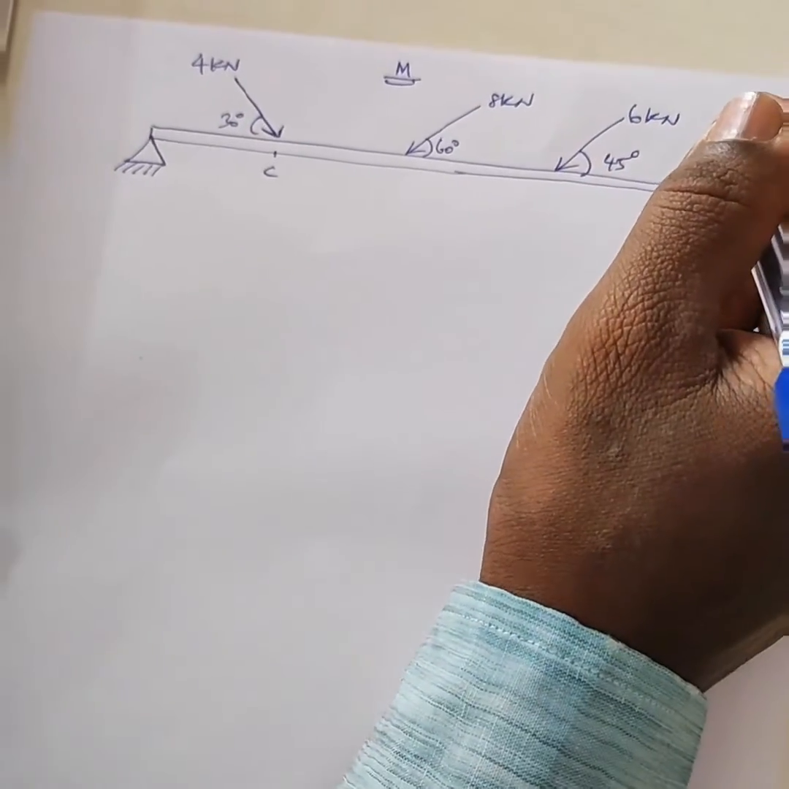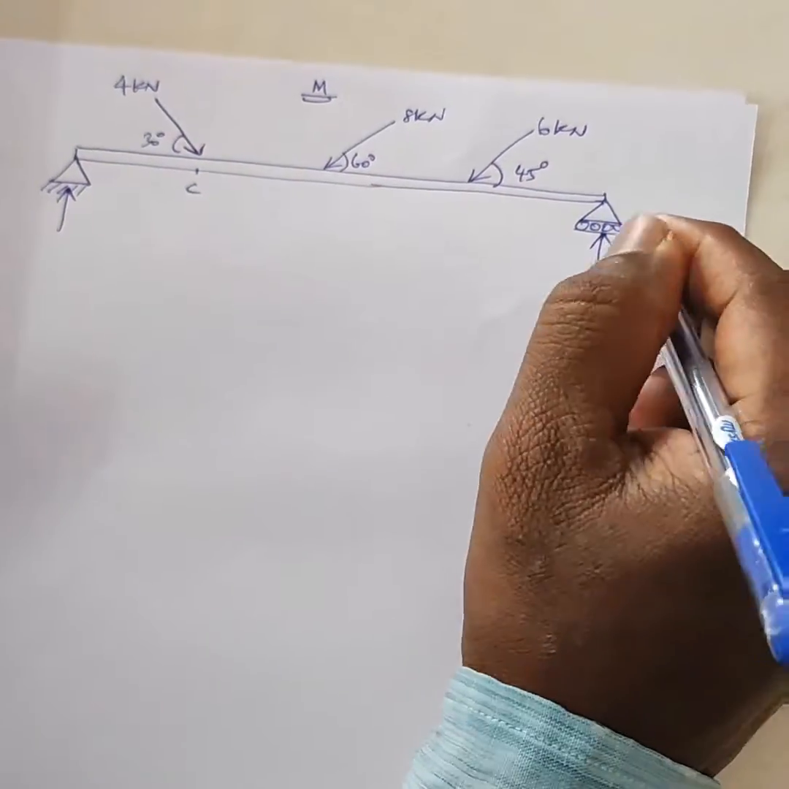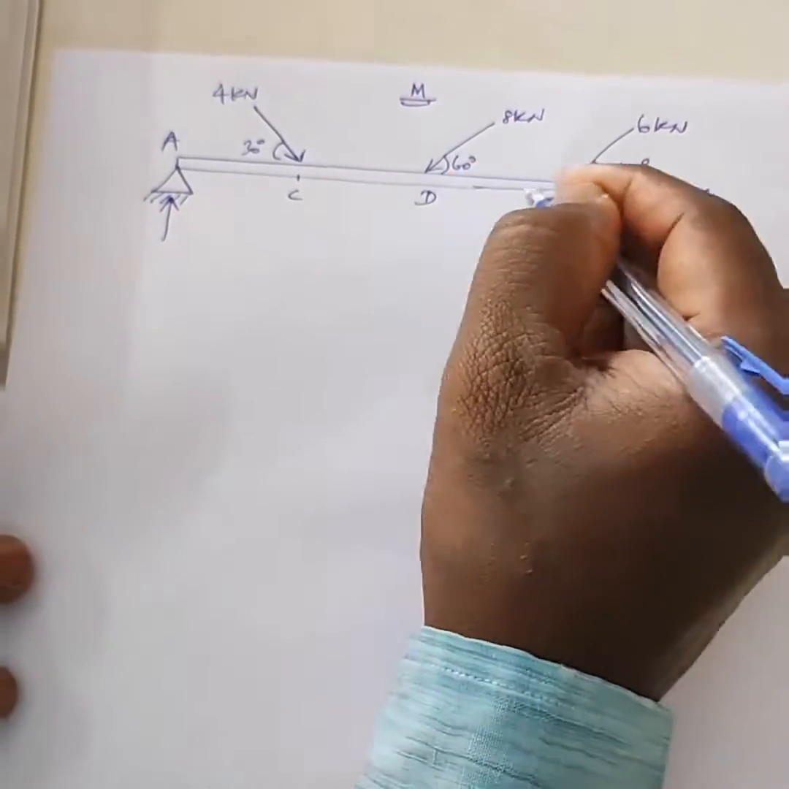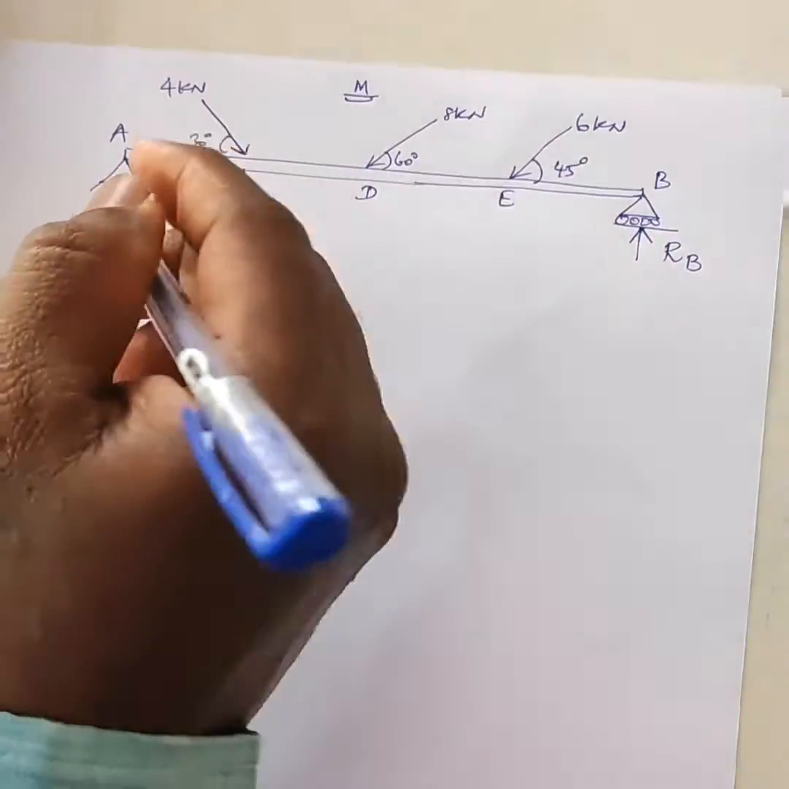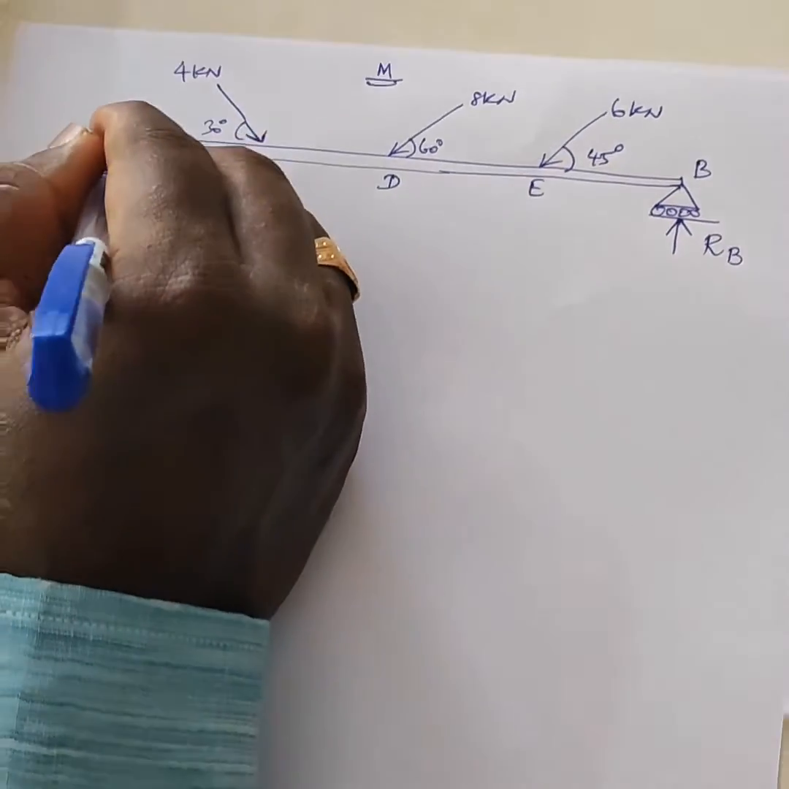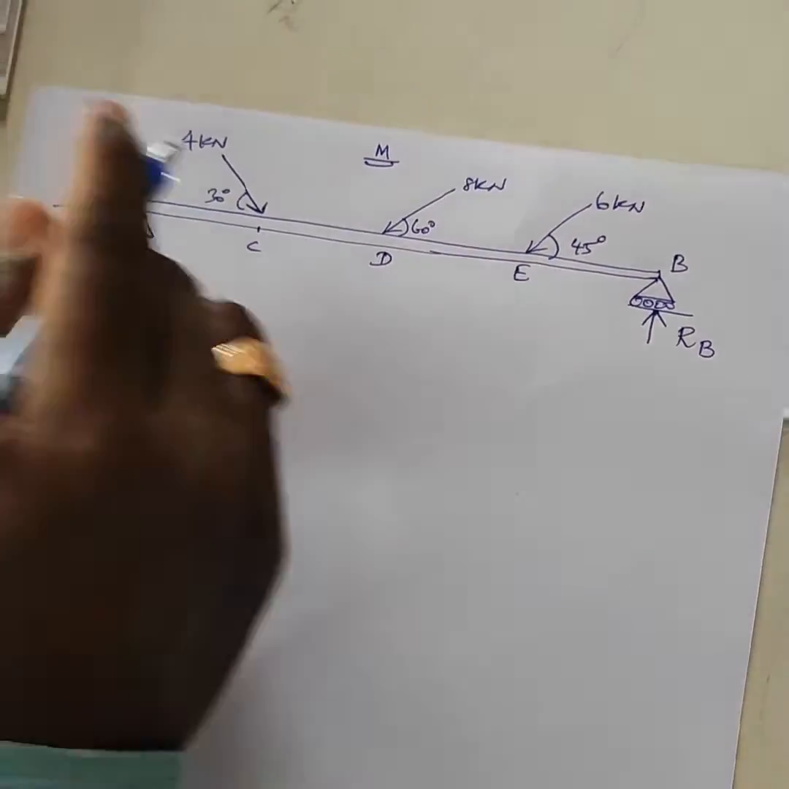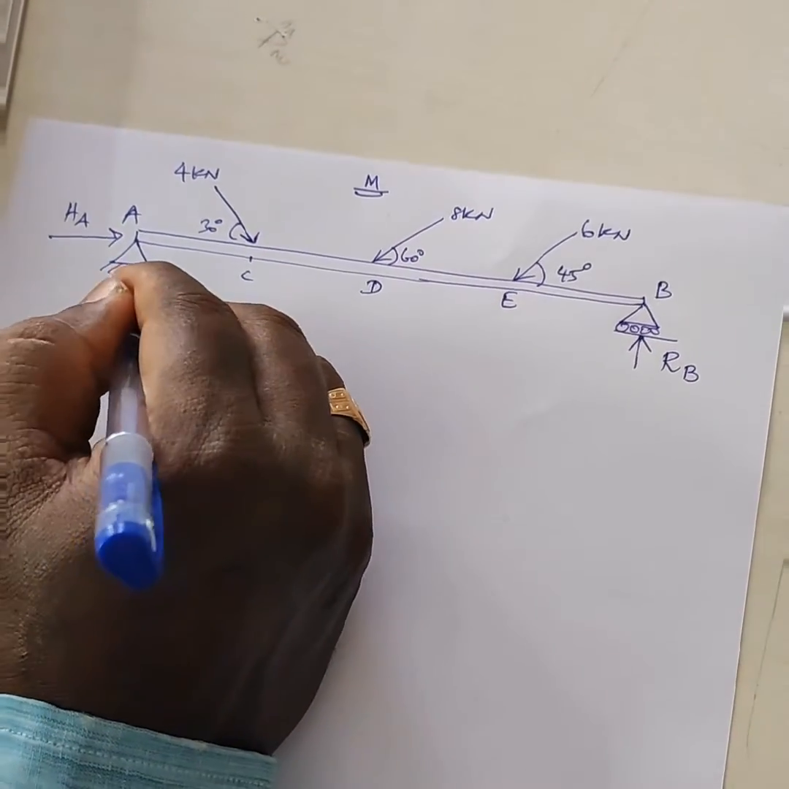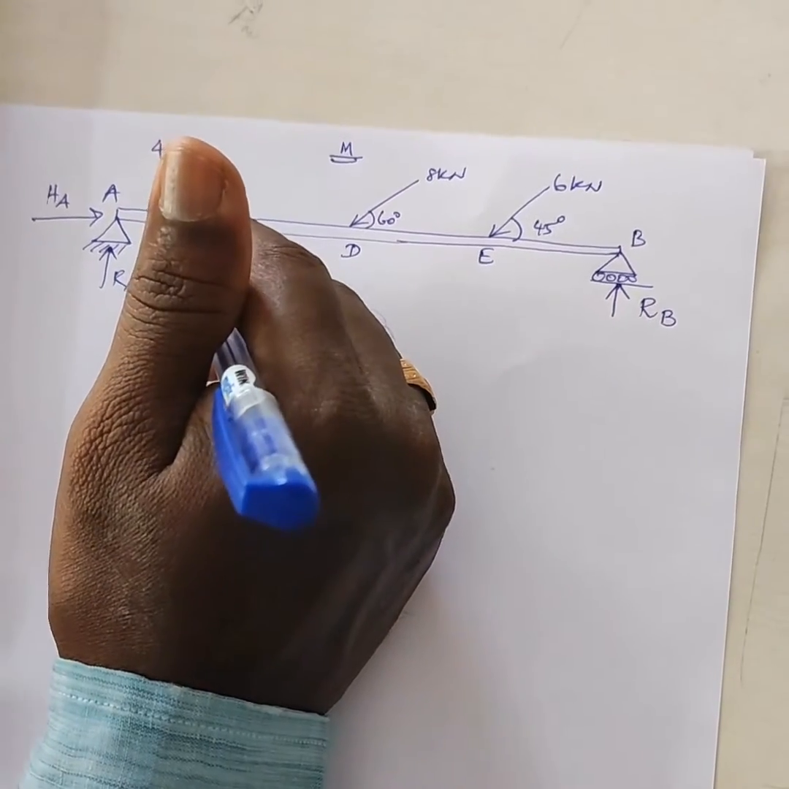Now, what are all the reactions happening here that we want to find out? This point is called A, C, this point is called D, here E, and the end is B. For the roller support, the reaction is only RB. For point A, there are two reactions happening. One is called the horizontal reaction, another one is called the vertical reaction. So HA as well as RA, the reaction at A. The vertical reaction is also called the reaction at A.